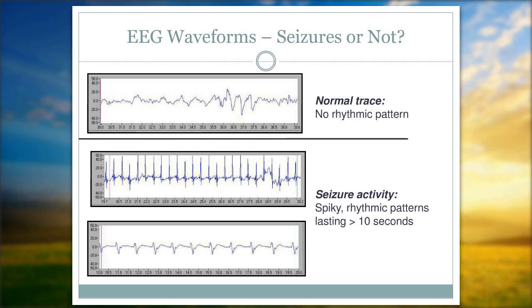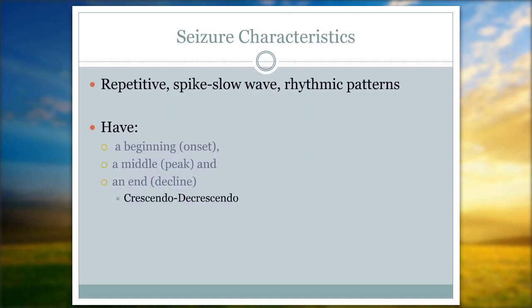The normal trace at the top, you can see it just has a couple of sharp waves in here, but there's nothing that's continuous about it, nothing that's rhythmic, nothing that's persistent. And on the bottom two panels, you'll see that it's spiky, there's a rhythm to it. You could cover up half of it and predict what you might see on the other half. And for both of these, they last for more than 10 seconds.